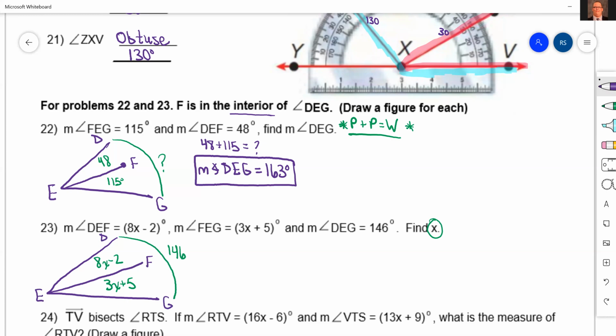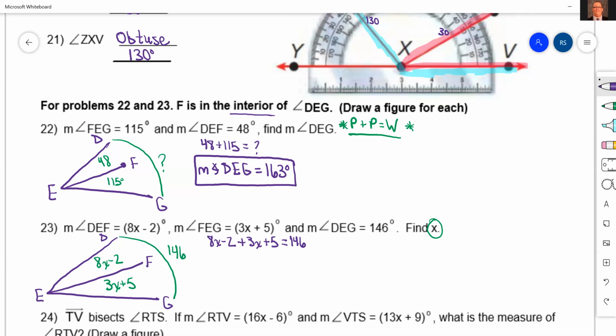Well, how would I set this up? I know that part plus part equals whole, so that's where I'll start. 8x minus 2 is one part, plus 3x plus 5 is my other part, equals 146.